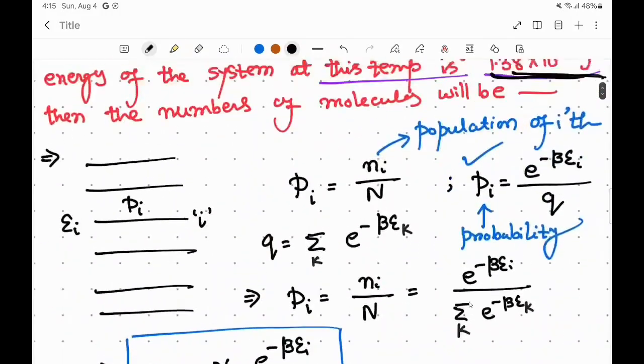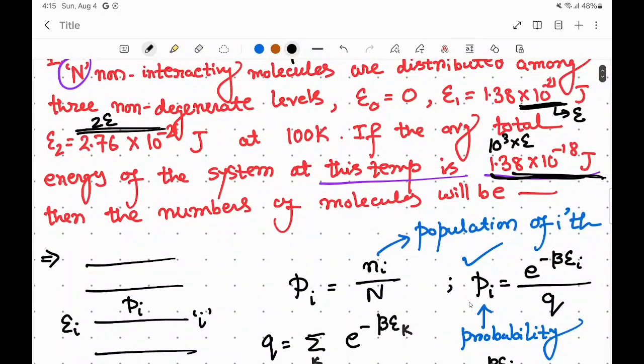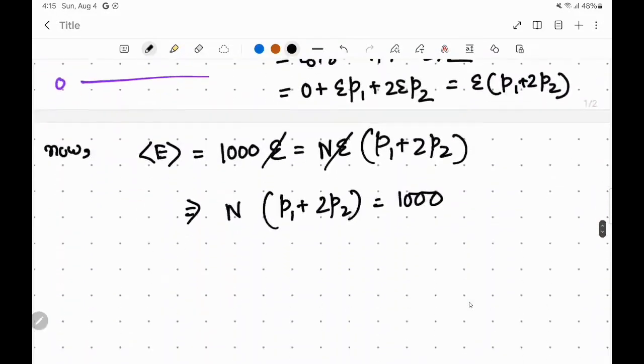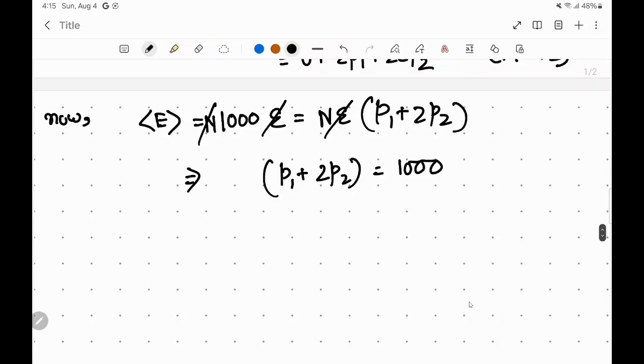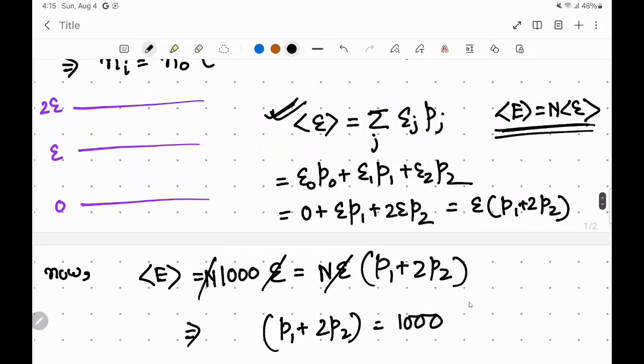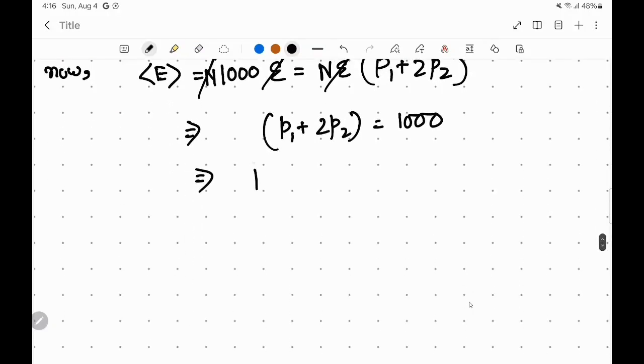Now this energy is also the system energy. System means N non-interacting particles are there as well, so you have to multiply N here as well. So N will essentially be cancelled out. Probably this is clear. If you consider the total system, then you have to multiply with the capital N. Or if you consider only one particle or one molecule, then you can use this formula directly, just multiplying with the number of particles. So we have one relation: P1 plus 2 P2 is 1000.